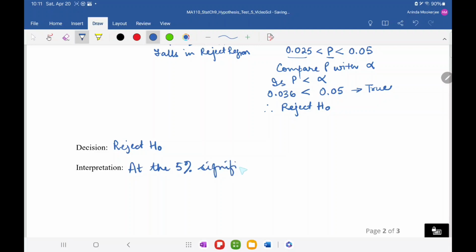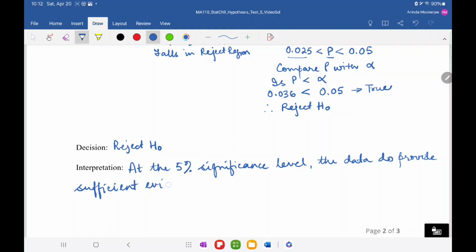At the 5% significance level, since we are rejecting the null, we are going to say the data do provide sufficient evidence to conclude that the population mean is greater than 22.